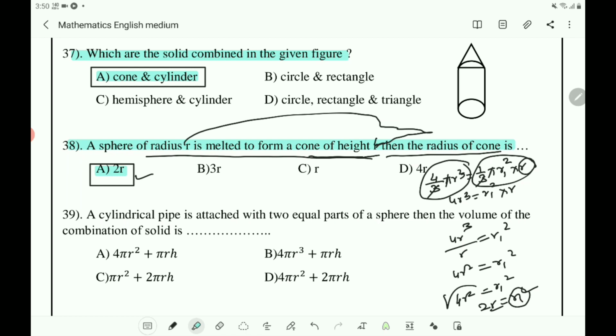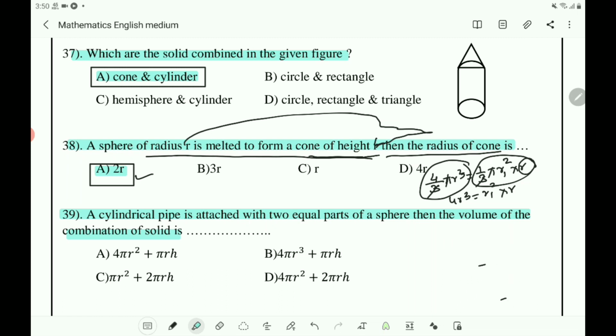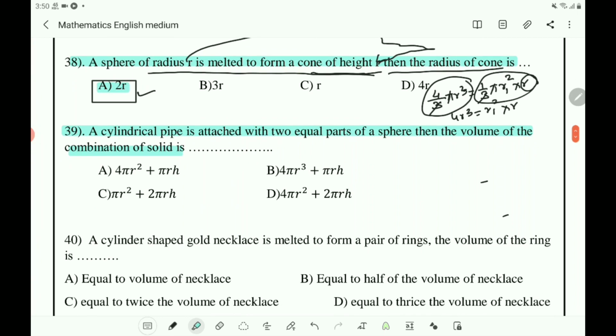Next you take question number 39. A cylindrical pipe is attached with two equal parts of a sphere. Then the volume of the combination of solid is. Here what is given? A cylindrical pipe is attached with two equal parts of a sphere. Then the volume of the combination of solid.